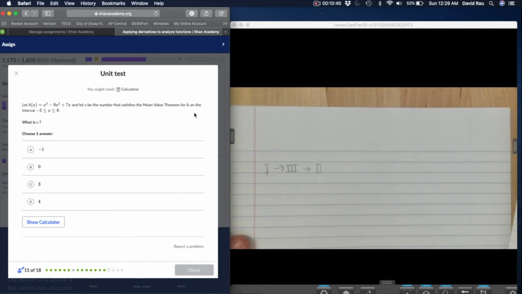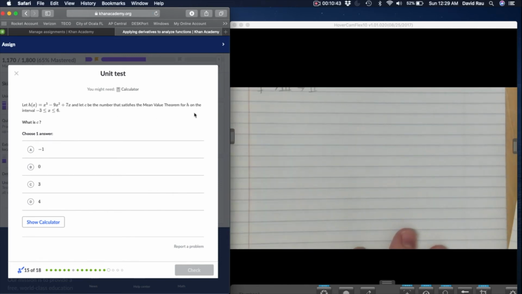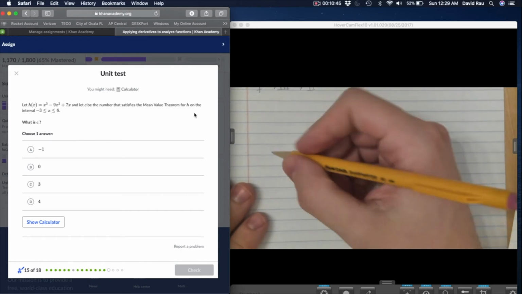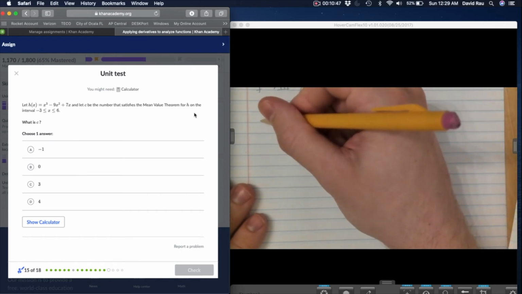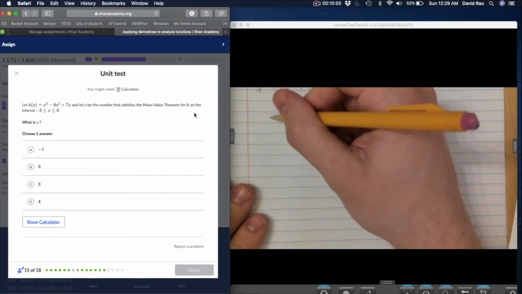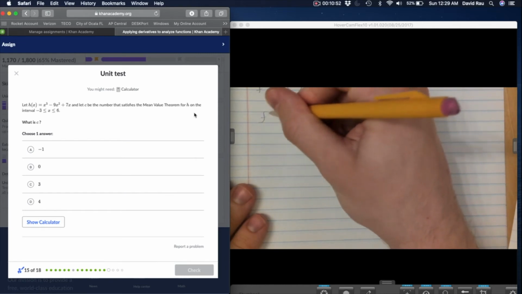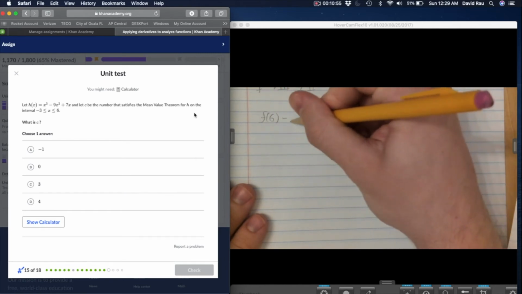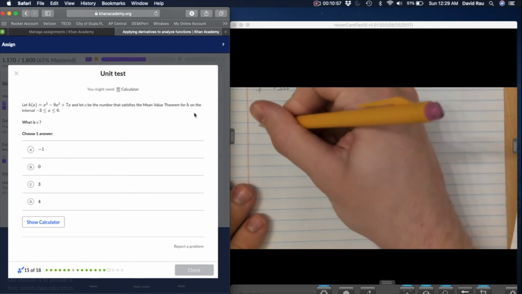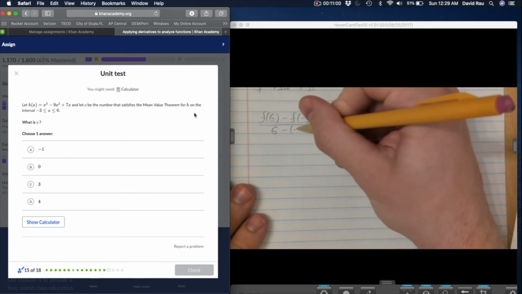Okay, now I actually have to find the value that does satisfy the mean value theorem for this interval. Again, the mean value theorem is essentially the slope formula in finding where the derivative is equal to the answer of that slope formula. So we need to know y2 minus y1 over x2 minus x1.